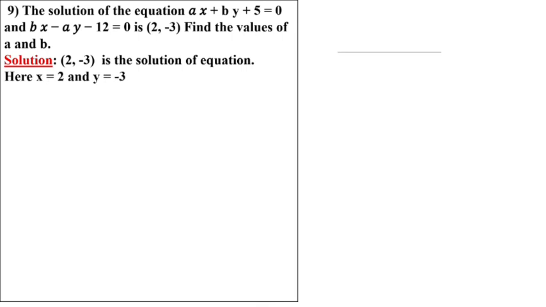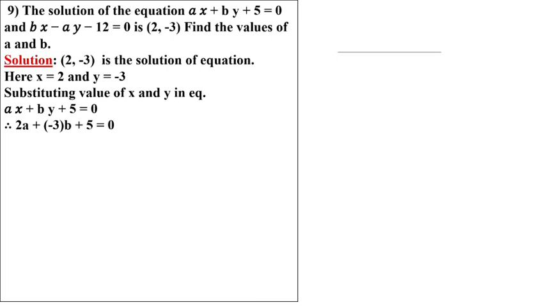Now we substitute the values of x and y in the equation. The equation is given as ax + by + 5 = 0. The value of a is not given. The x value is given as 2, so 2a + b, where the y value is given as −3, so b(−3) + 5 = 0. We open the bracket: 2a − 3b = −5. The +5 goes to the right side and becomes −5. That is our equation number 1.